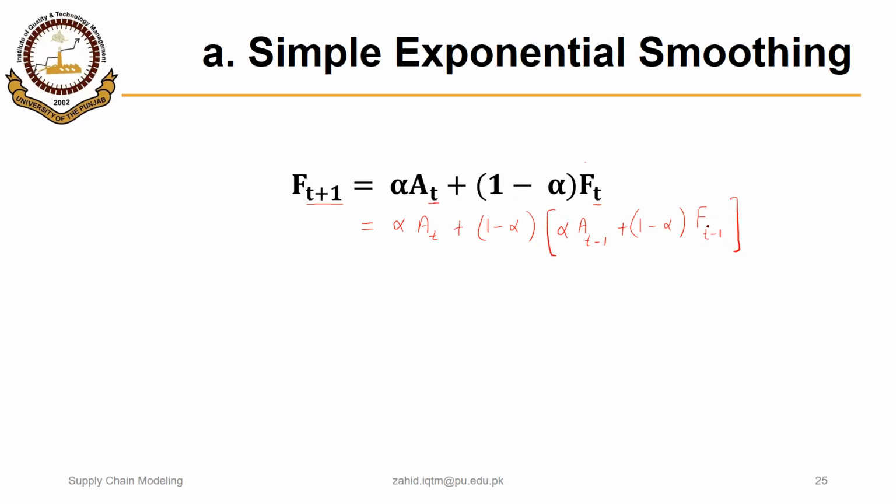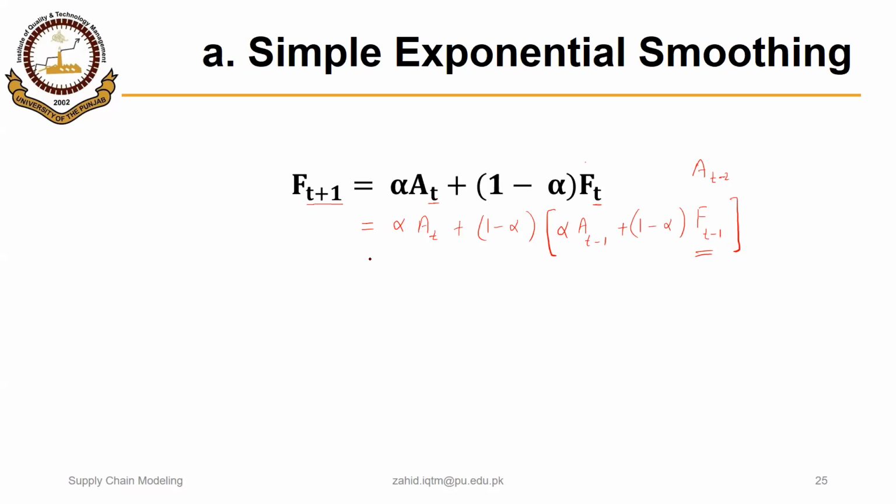And similarly, if we further explore this term F t minus 1, it will have a subscript t minus 2, and if we move further, that will have a t minus 3. So the point is, we are reducing the weights and we are assigning the remaining weight, other than alpha, to all the previous periods.